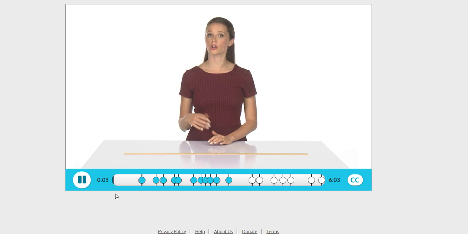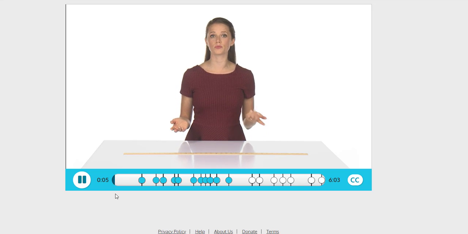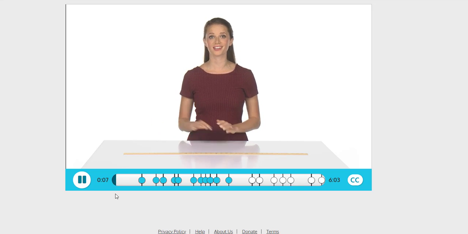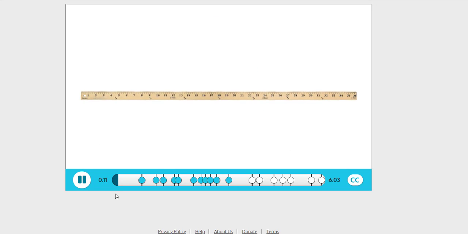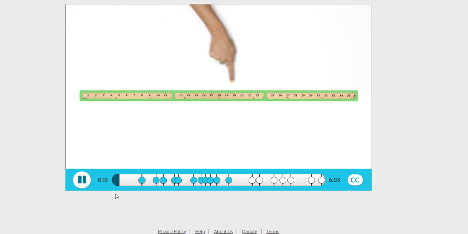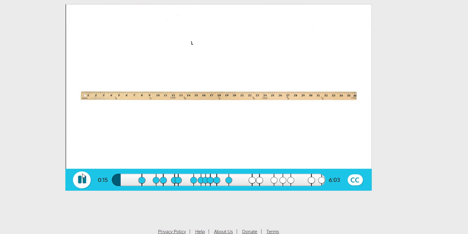Hey ZEARNer! Today we'll convert larger units to smaller units and smaller units to larger units. Let's jump in. We know 1 yard is equal to 3 feet. So how many feet are equal to 4 1/3 yards?